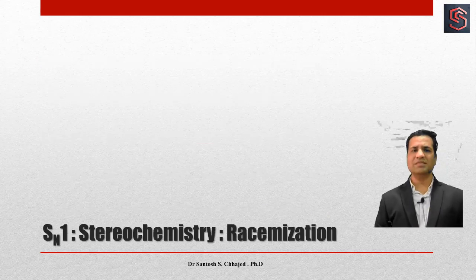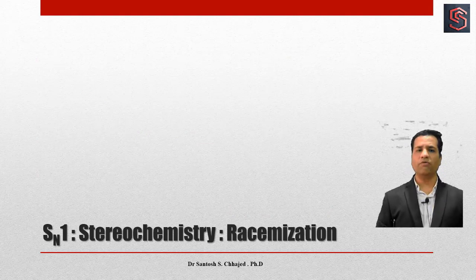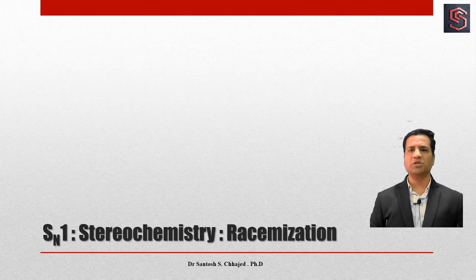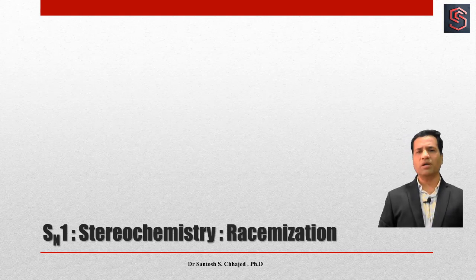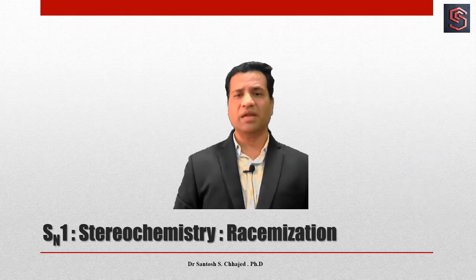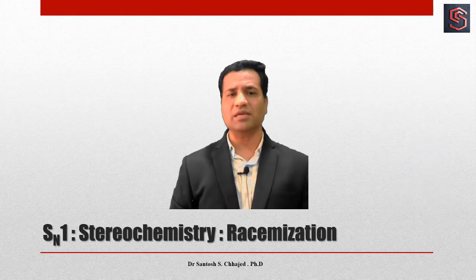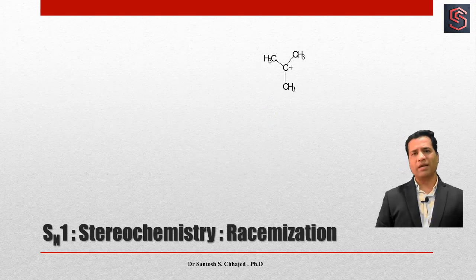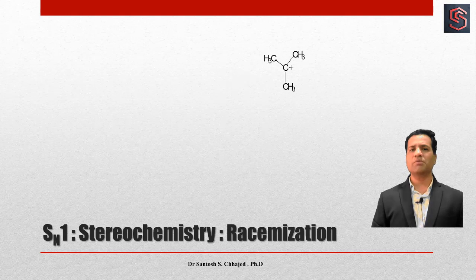Now we will discuss the stereochemistry of SN1 reaction, and it is said that the stereochemistry of SN1 involves racemization. Racemization is nothing but formation of a racemic mixture. So now we will discuss in detail what is meant by racemization, or why the term racemization has arrived in this case. If you recall, the first step of SN1 involved the formation of a carbocation, and the second step involved attack of a nucleophile on the carbocation so that the corresponding alcohol forms.